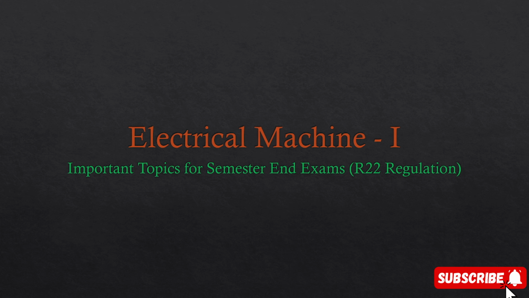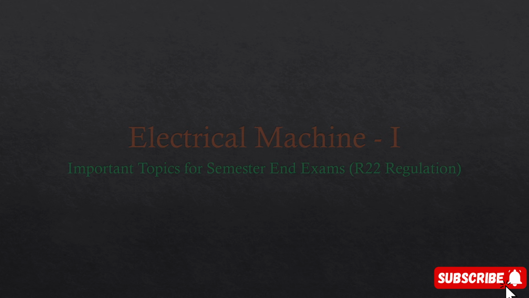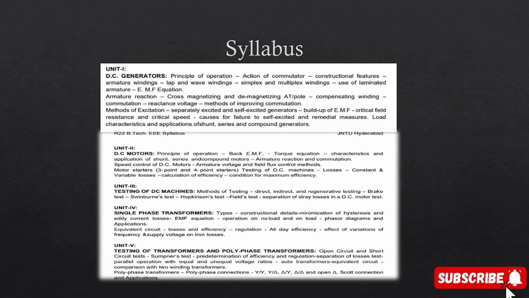So now coming to electrical machines one, important topics for semester end exams. Let us start with the syllabus. The first unit, you can see, is really lengthy, where you have two different things: DC generators and armature reactions, and the excitation methods of the DC generators.